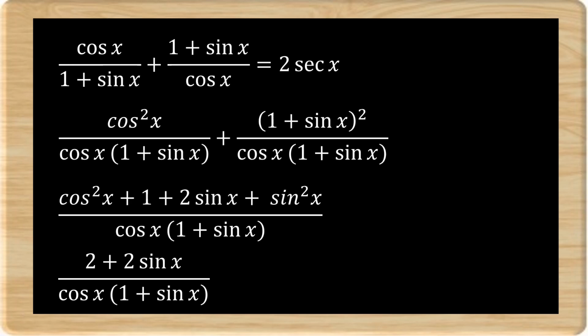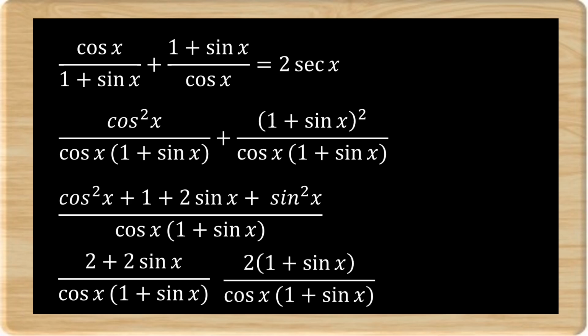Now if you notice, I have 1 plus sine x on the bottom. The top looks similar to that 2 plus 2 sine x. If I factor out the 2, I get 2 times the quantity 1 plus sine x. Now those two, 1 plus sine x on top and bottom, cancel out, leaving me just 2 over cosine x. And we know 1 over cosine x is equal to secant x, so this equals 2 secant x. So this proves to be true.